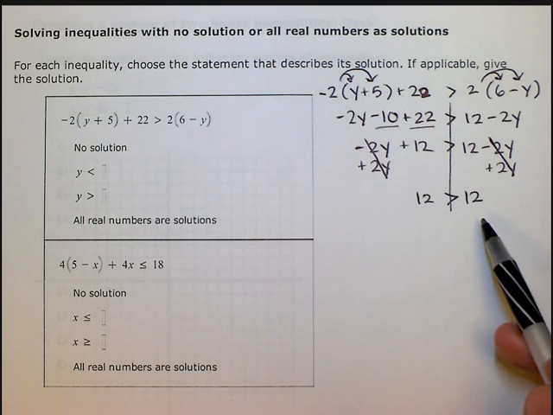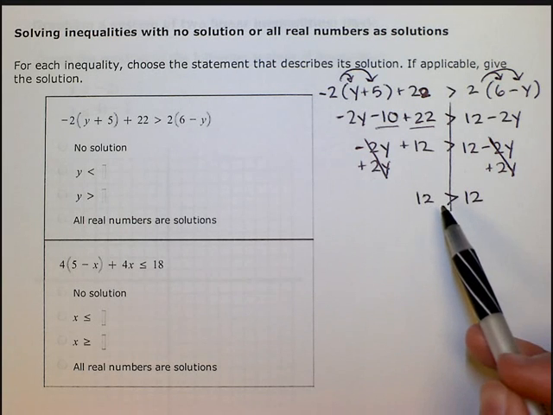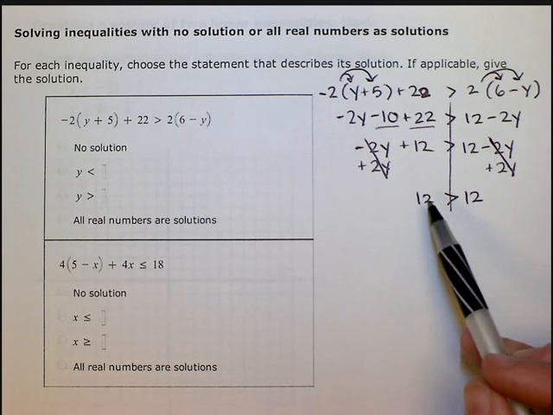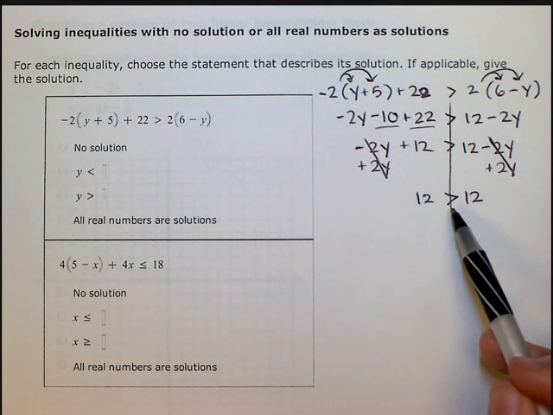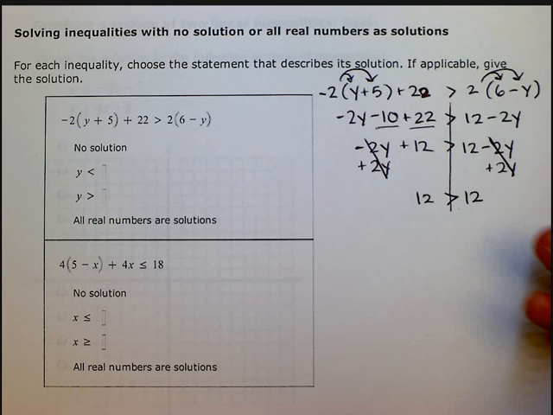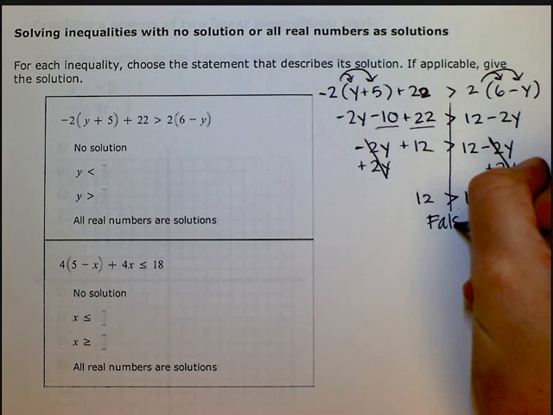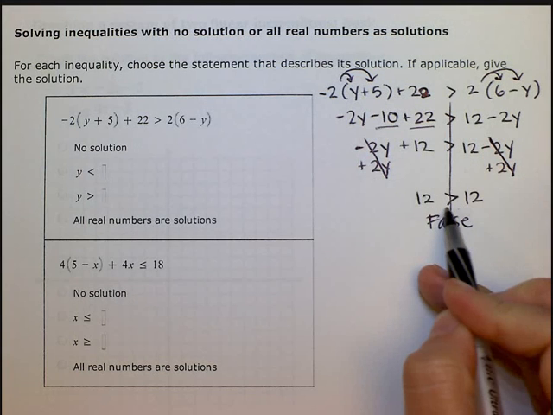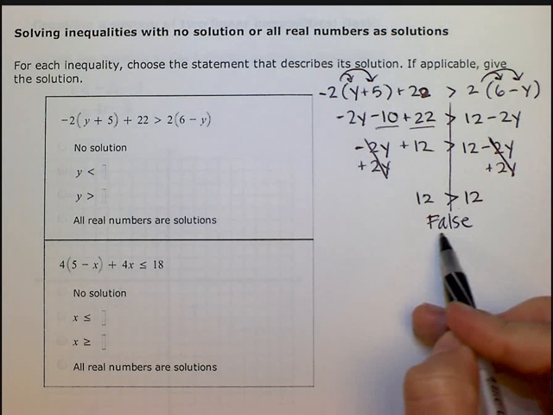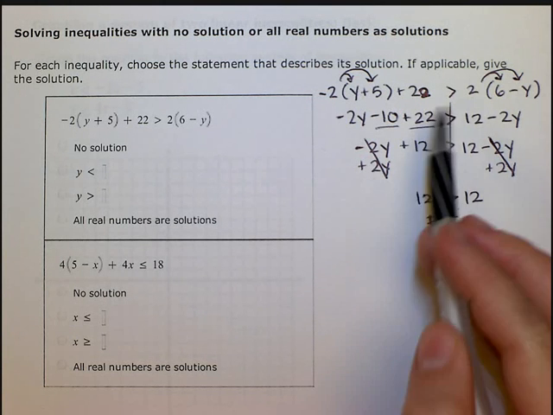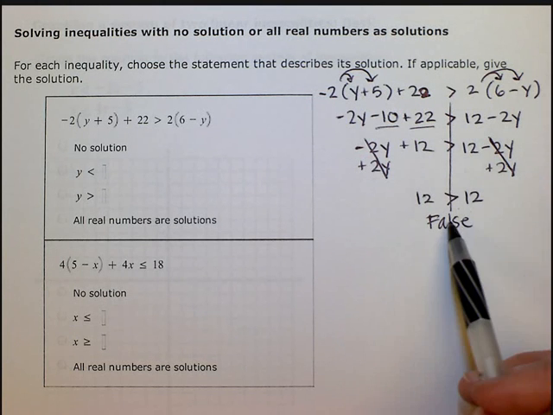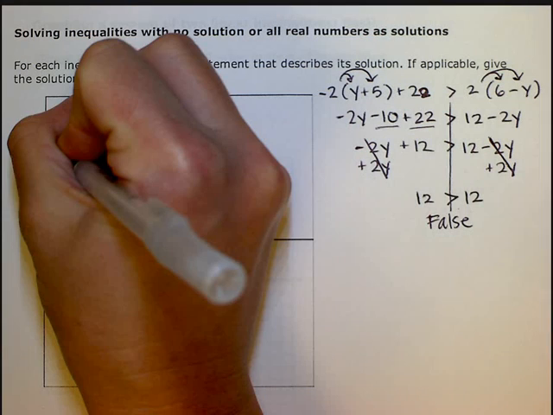I need to decide if this is a true statement or a false statement. 12 is strictly greater than 12. That's false because there's not an or equals to here. So because my variable disappeared and it's a false statement, it is no solution.